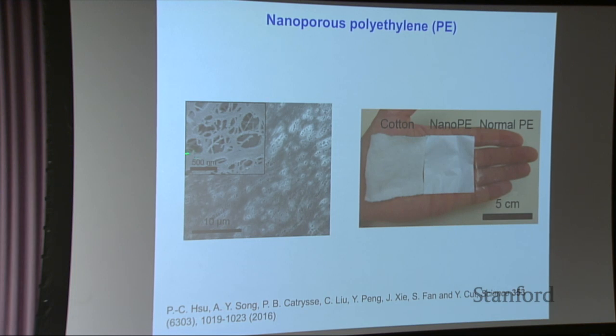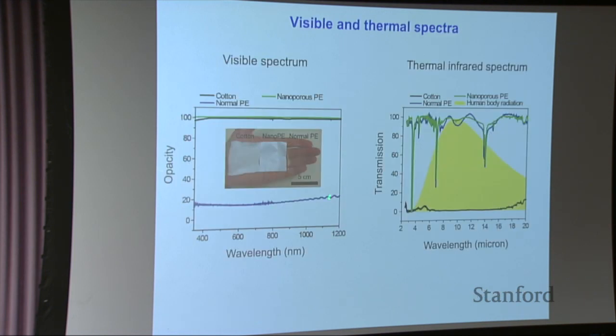On the other hand, the size of these pores is much smaller compared with the thermal wavelengths of about 10 microns or so. So in terms of infrared transmission, it is not any different from normal polyethylene. Therefore, the center region here is a material that allows the thermal radiation to come out very efficiently while blocking most of the visible light.